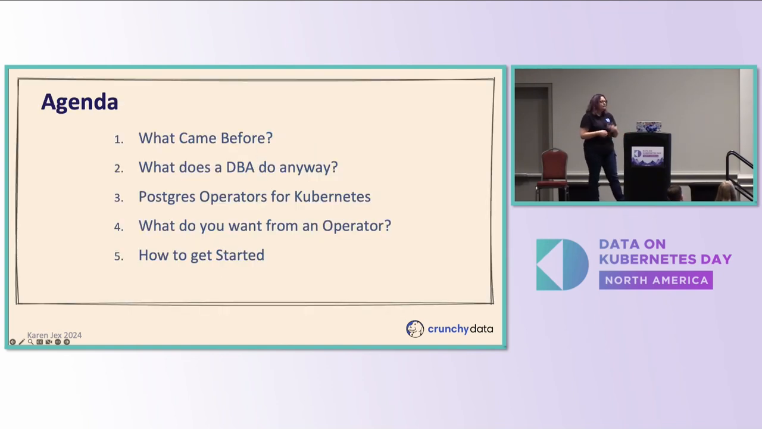Okay, so we'll do a very quick recap of how database architecture has evolved, try to figure out what a DBA actually does so that we can think about what we'd need a virtual DBA to do. Remind ourselves of some of the special features of Kubernetes that make it a good fit for managing databases and understand what a Postgres operator for Kubernetes does. And finally, have a peek at how you could try that out for yourself.